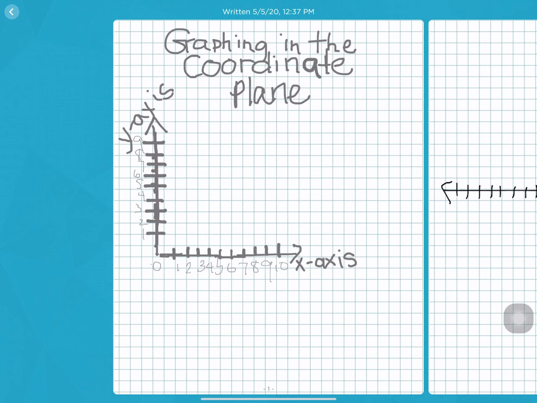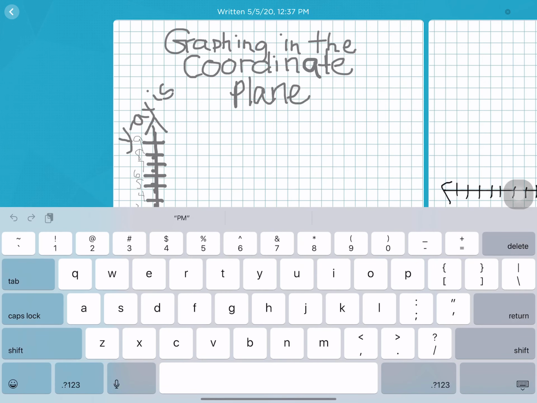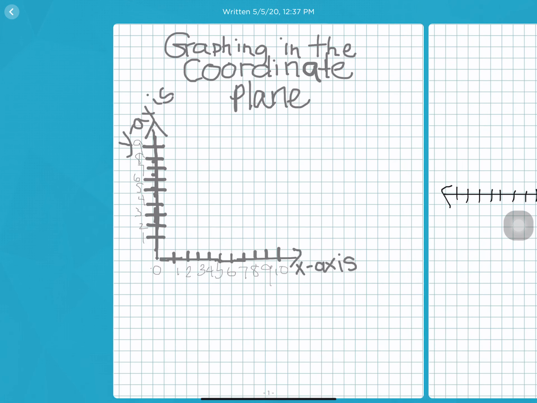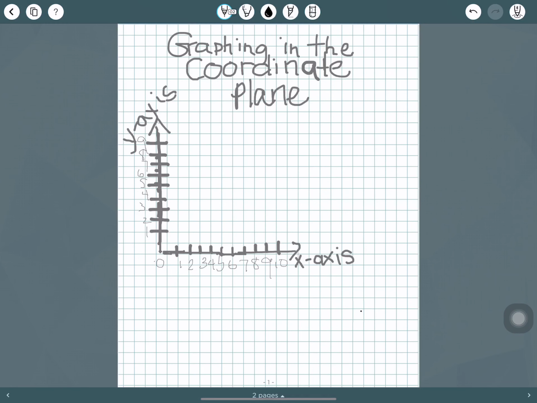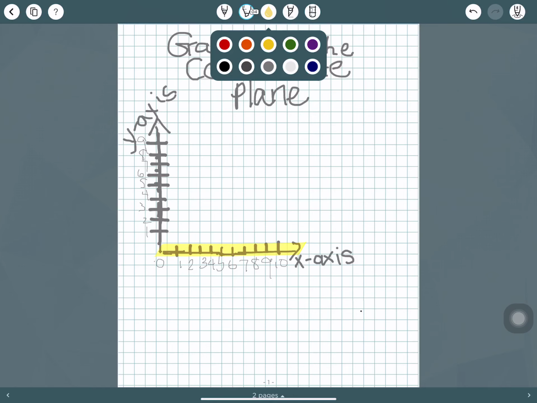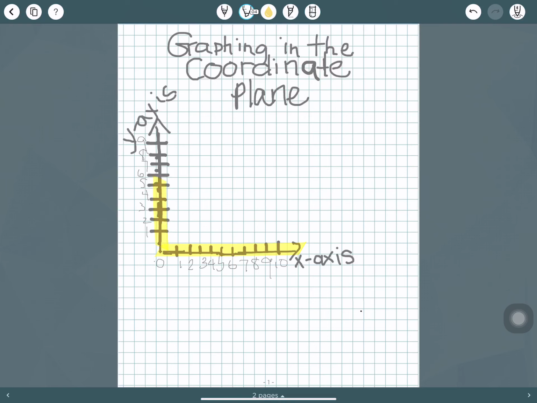So the first thing I want to talk about is what is a coordinate plane? A coordinate plane is basically two number lines put together, one going in the horizontal direction and the other one going in the vertical direction. The one going in the horizontal direction is called the x-axis, and the one going in the vertical direction is called the y-axis. And the point where they meet is called the origin.